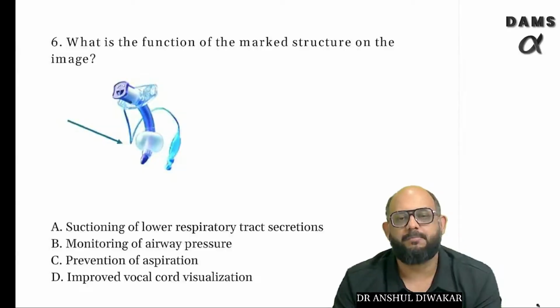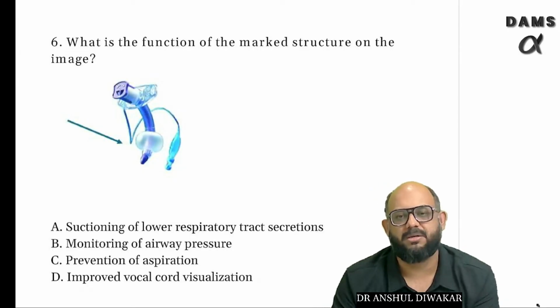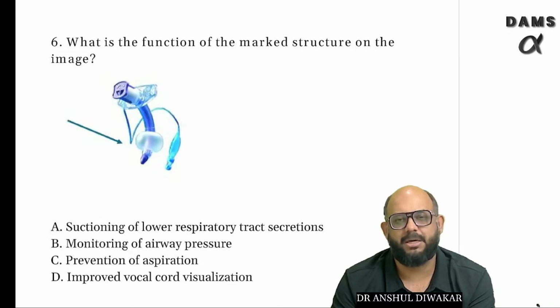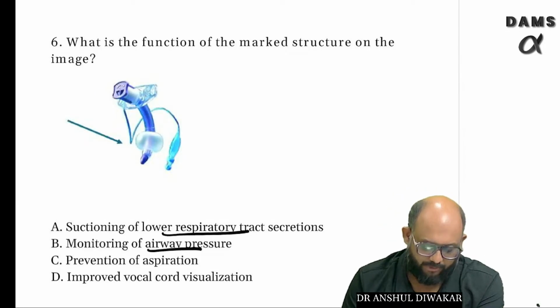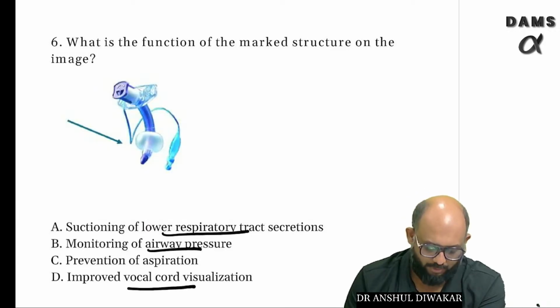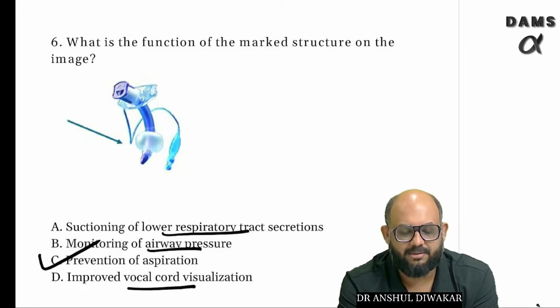What is the function of the marked structure on the image? Some said it is a structure on an endotracheal tube, some said on a tracheostomy tube. Doesn't matter. What matters is they pointed at the cuff. Is it used for suctioning of lower respiratory tract secretion? No. Monitoring airway pressure? No. Improves vocal cord visualization? No. Prevention of aspiration? Yes, Ketan, exactly.